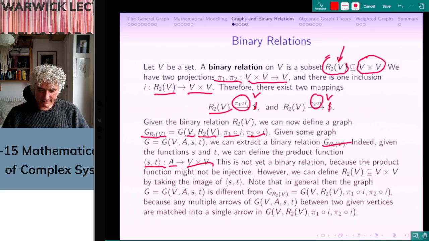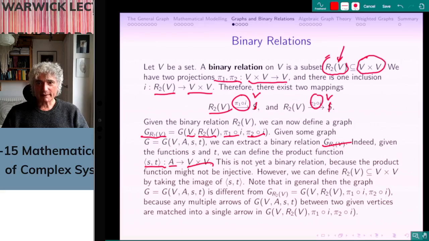Now the problem is that this is not yet necessarily a binary relation, because the product function might not be injective. If you go back to the definition of a general graph, we can have an arbitrary number of arrows between two vertices. There is no restriction in the general graph, and this makes this product mapping not injective.